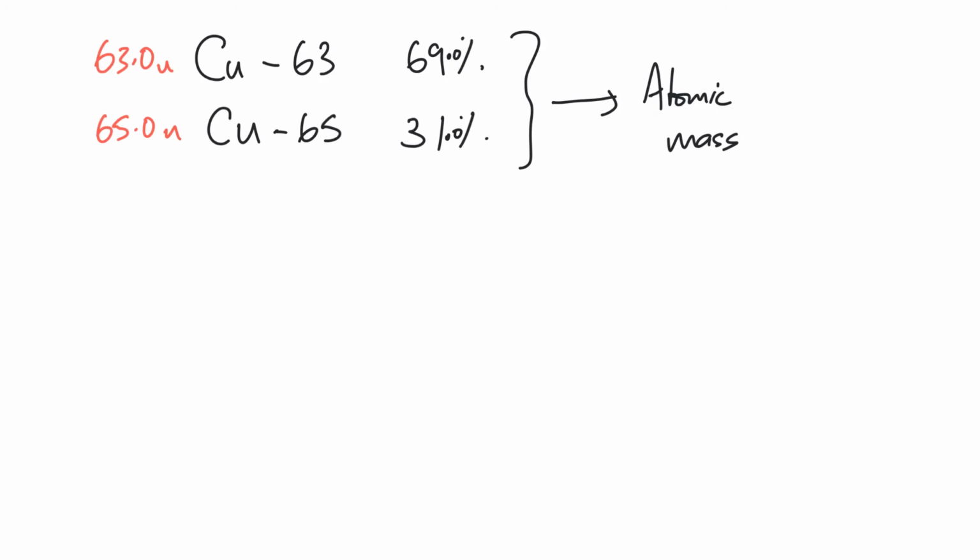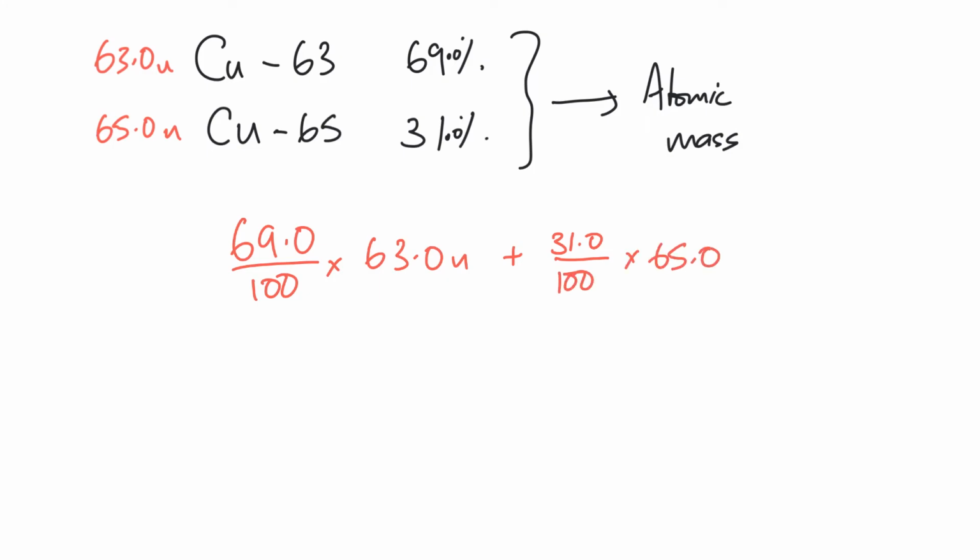And the recipe basically just says take the percentage, divide by 100, and multiply by the mass of each isotope, so 69 over 100 times 63 atomic mass units, and then 31 over 100 times 65 atomic mass units, and that gives us the weighted average. So I'm going to go ahead and take my trusty calculator, so 69% times 63 plus 31% times 65 is 63.62. We'll just say 63.6 for this one.